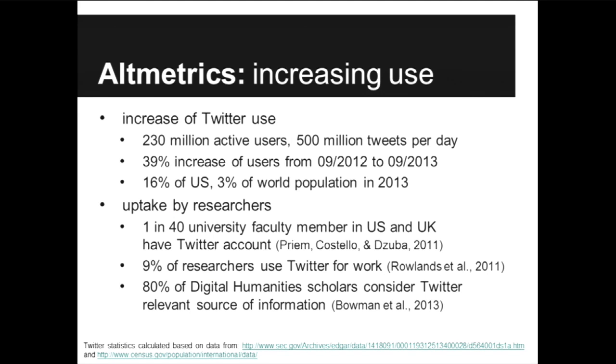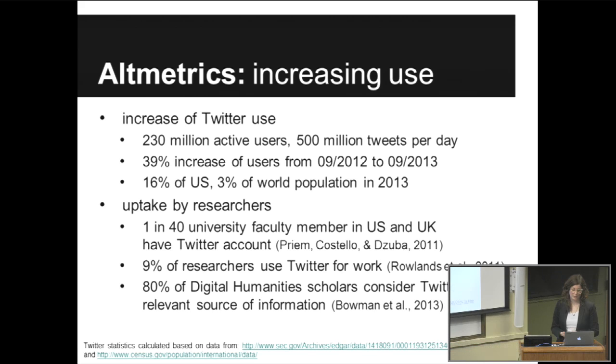Twitter is the other big source. And we also see a very huge increase of Twitter use. Right now it's 230 million active users, so they count the people who use Twitter monthly. And it's 500 million tweets per day. We see a 39% increase in the number of users on Twitter, of which currently 16% are from the US population and 3% from the world population, so there is a bias towards the US.